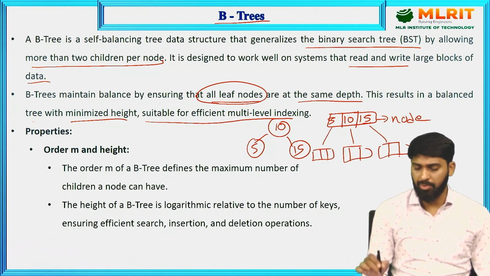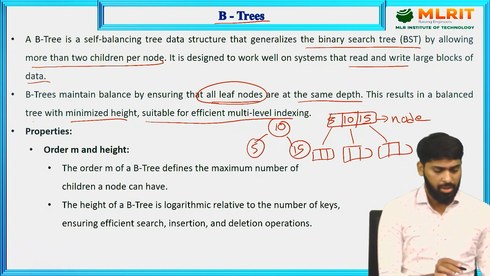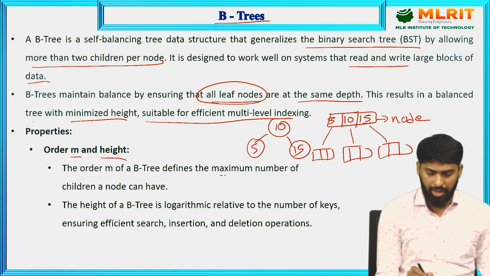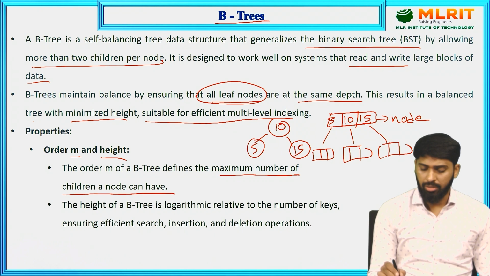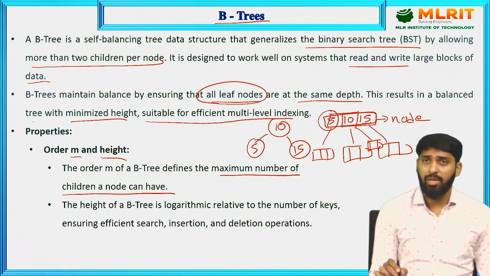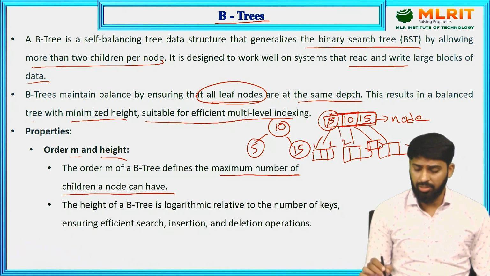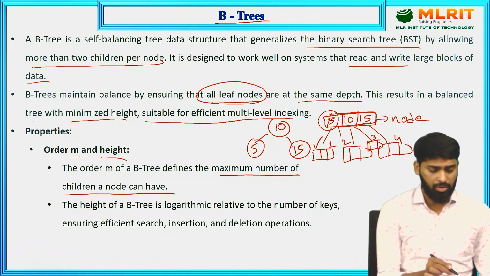Now, we already discussed B trees in detail in our previous lectures. Coming to the properties, order M and height. The order M of a B tree defines the maximum number of children a node can have. So for example here, these are the 3 values, so the children are 4. Values less than 5 go to the first child. Values between 5 and 10 we store in the second child. Values between 10 and 15 we store in the third child, and values greater than 15 we store in the fourth child. So that we call M.